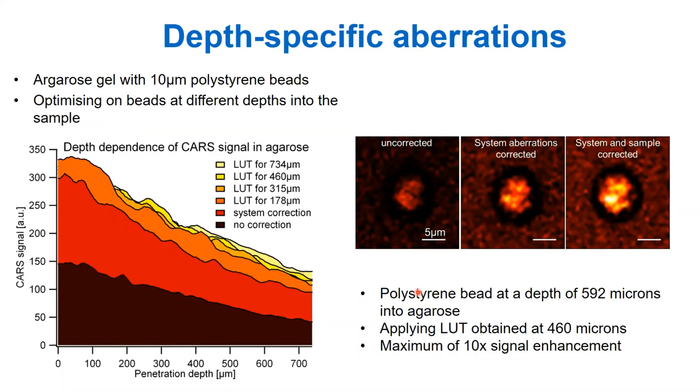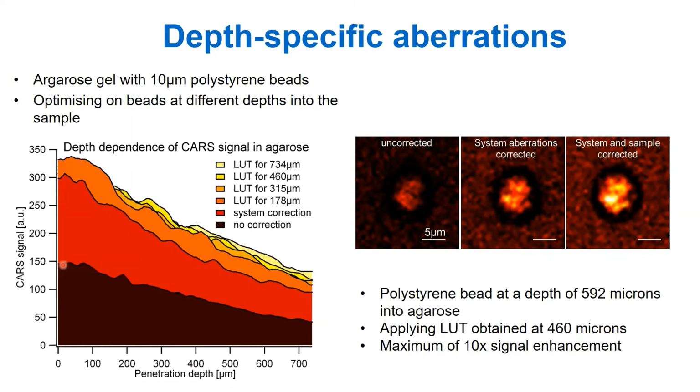Then we made up a sample of some agarose gel with 10 micron diameter polystyrene beads embedded within it, and we found beads at different depths in our sample. We focused on them, and then we optimized the intensity of the bead at that point. So in doing this, we were able to build up a set of lookup tables, where we would optimize on the bead at a certain depth, save the shape that we'd found on our deformable membrane mirror, and then we could apply that shape to different depths within our sample.